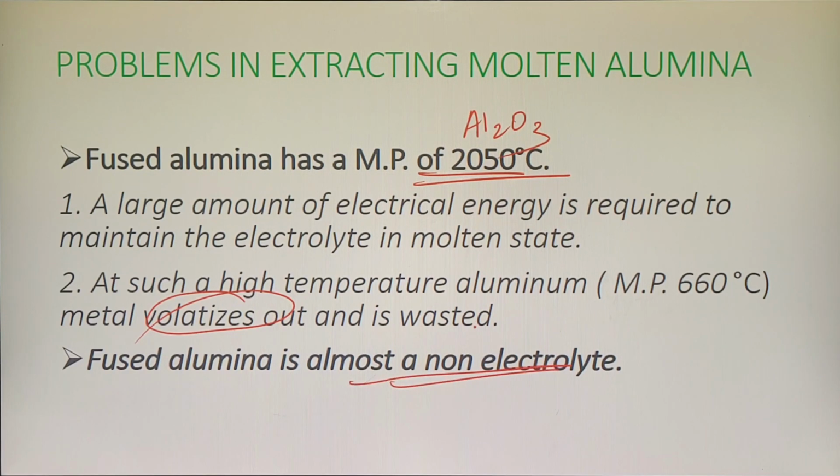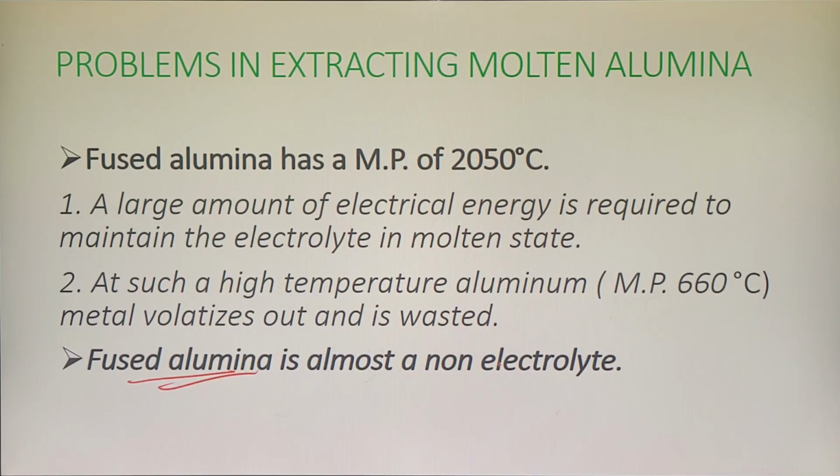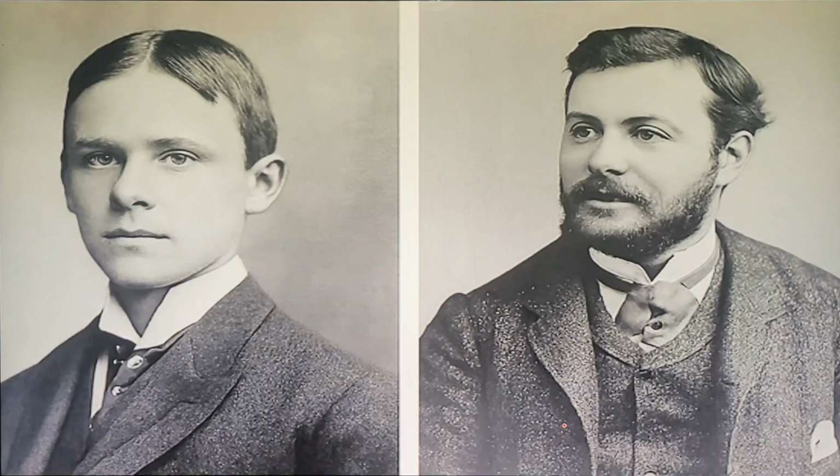That fused alumina is a non-electrolyte. What is the meaning of the word non-electrolyte? Even after spending so much energy, it is not able to conduct much electric current through it. Okay, so it is almost a non-electrolyte. So these were the two problems that we had faced with taking alumina alone. One was a very high melting point, and at such a high temperature aluminium itself was not remaining in the electrolyte, it was vaporizing off. Secondly, even after doing so much, my alumina is a non-electrolyte. It was not able to conduct much electric current.